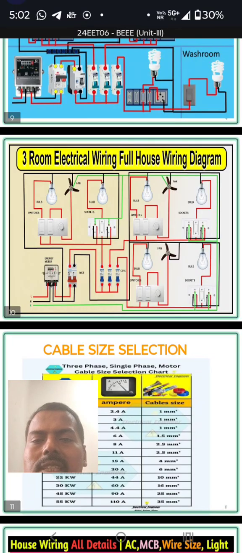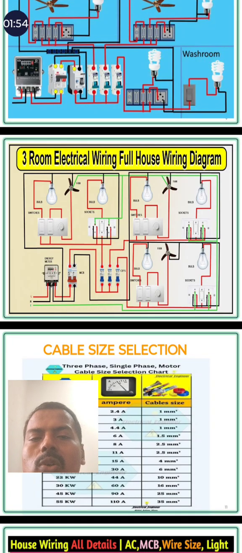Another one is a 3-room electrical wiring with a full house wiring system. The rooms are bedroom 1, bedroom 2, hall, kitchen, the study room and so on. Based on the requirement you can increase the rooms.